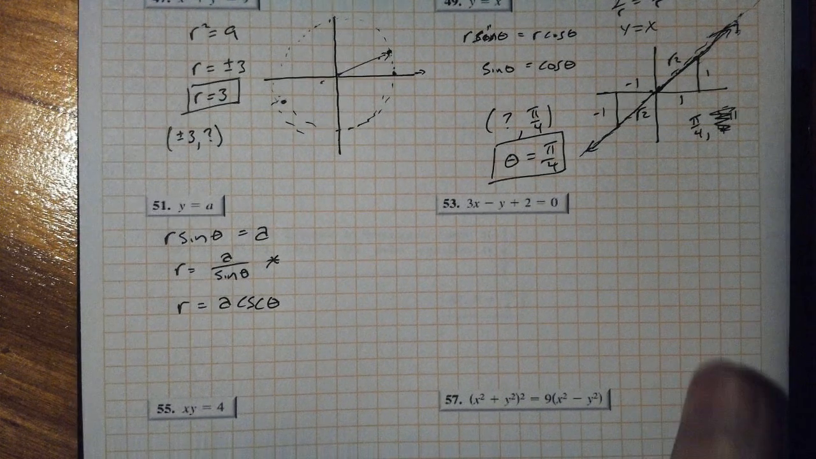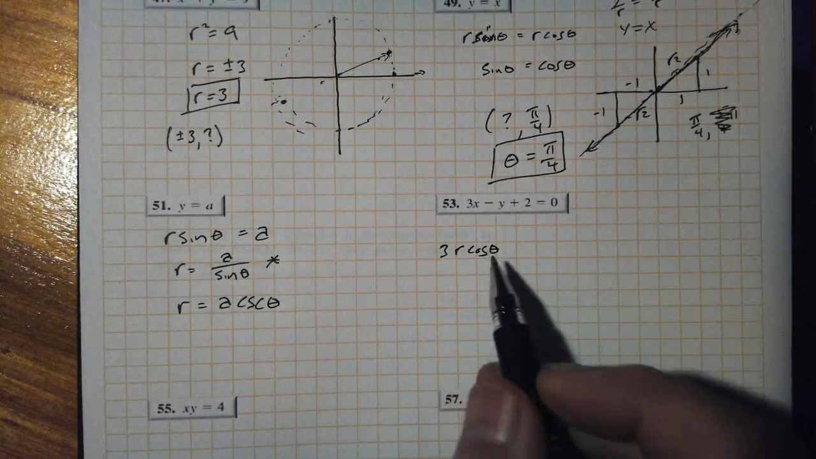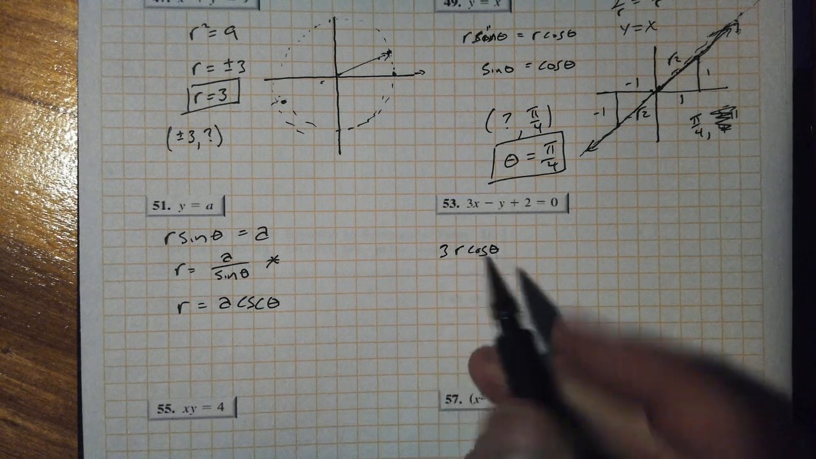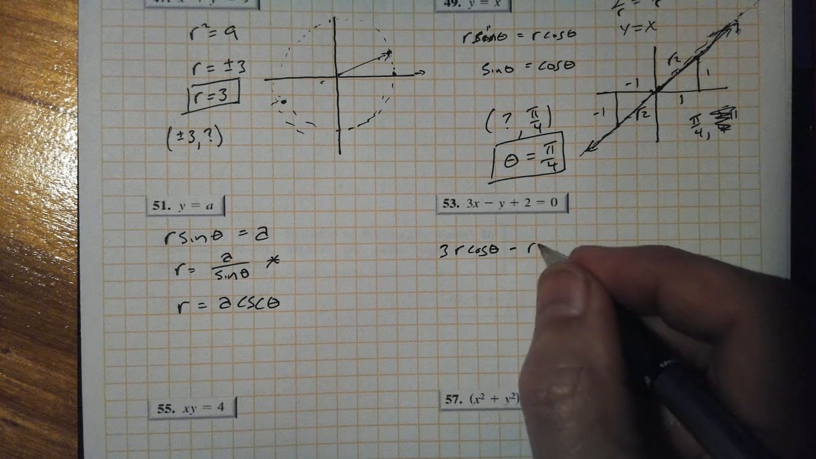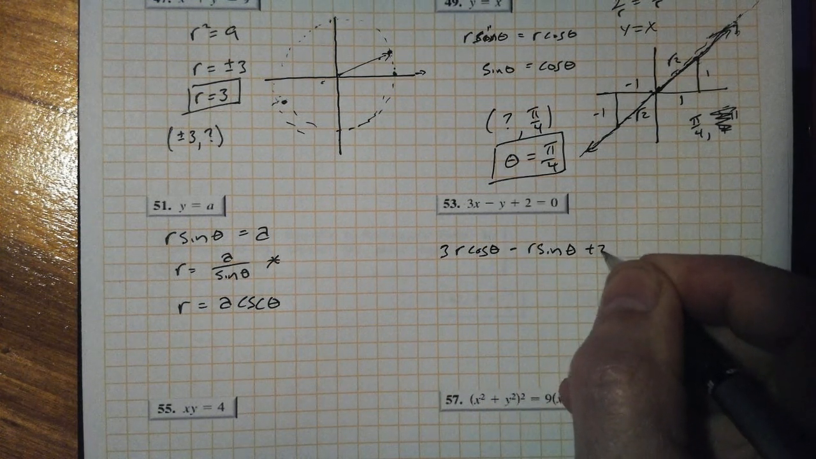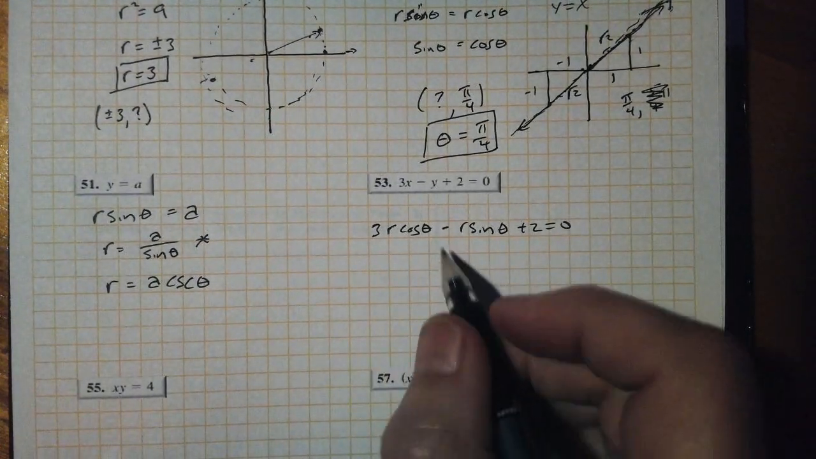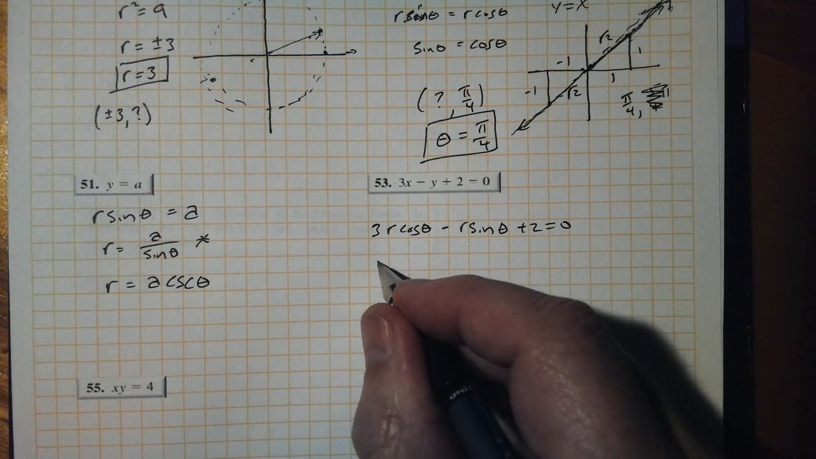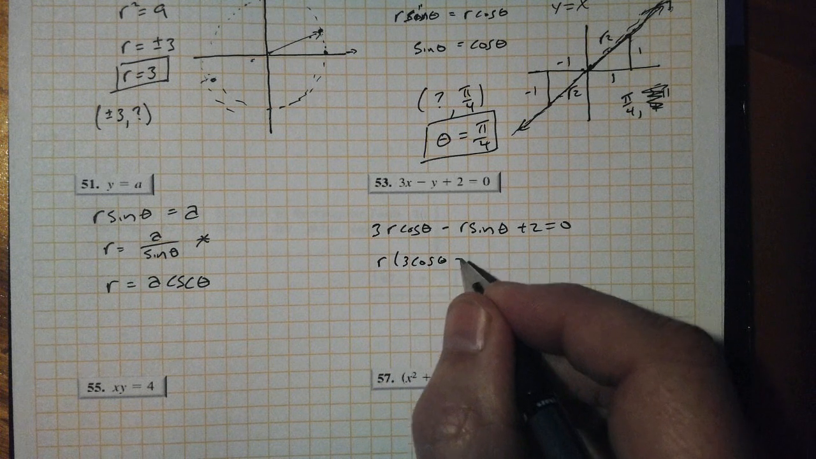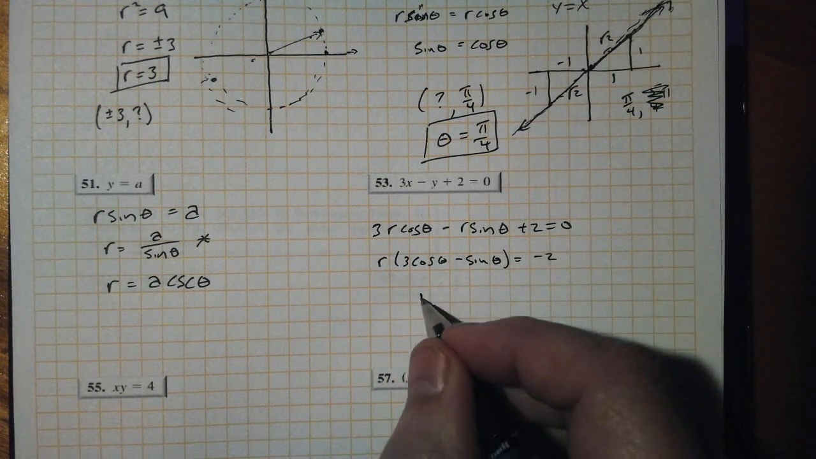All right, 53. 3 times r cosine of theta. Remember, cosine is x on r. The r's would cancel, so that's just 3x, minus r sine of theta plus 2 equals 0. If I'm going to solve this for r, I'm going to isolate my r's on one side, factor out r. 3 cosine theta minus sine theta equals -2.